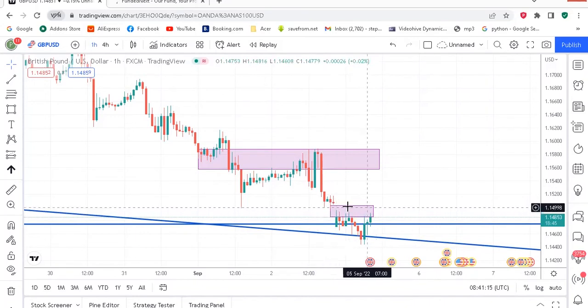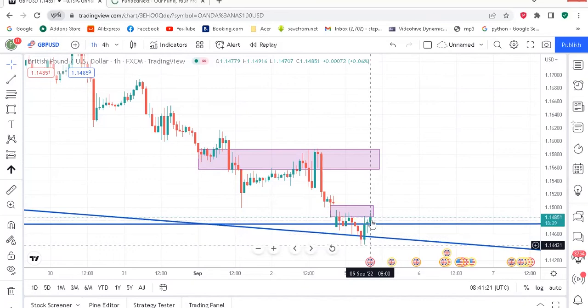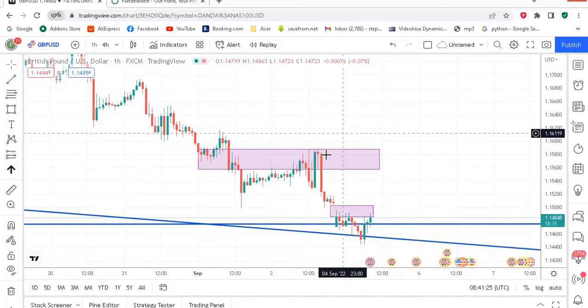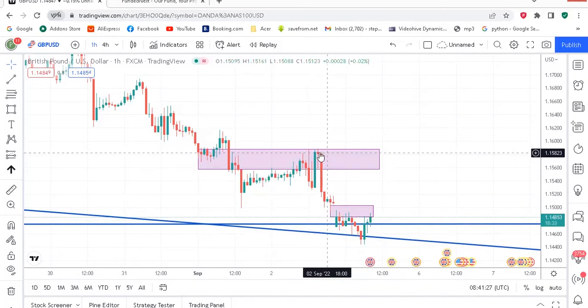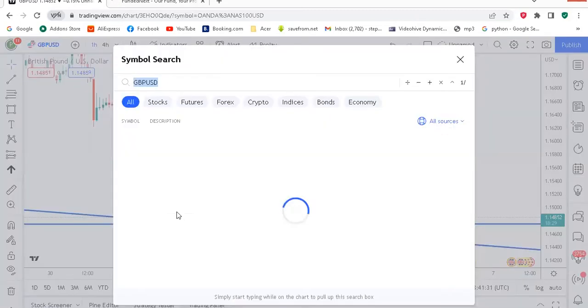So we still have this resistance level around here. If it doesn't break around here, means we're going to be seeing more continuous down. But if it does break above here, we're going to see some buys, at least to the upside, hopefully to retest somewhere around this level. So that's our GBP USD. Now going to US 100.